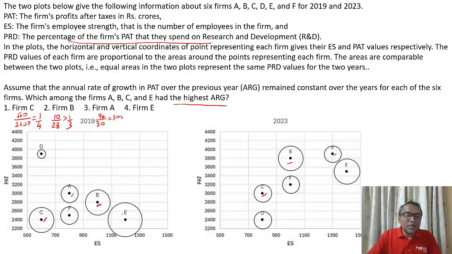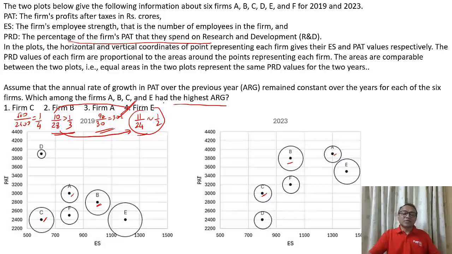Let's look at firm E. It has gone from 2,400 to 3,500, or basically growth of 11 out of 24. 11 upon 24 is much higher than 1/3. It's approximately half, 50%. So you can make out that firm E is the maximum. This is by approximation. This is slightly more than 33%, but this is definitely, if you look at it, the numerator is bigger, the denominator is smaller. So automatically firm E is bigger than firm B. The rest are smaller. This is just 30%. This is 25%. So automatically you can make out firm E is the answer.